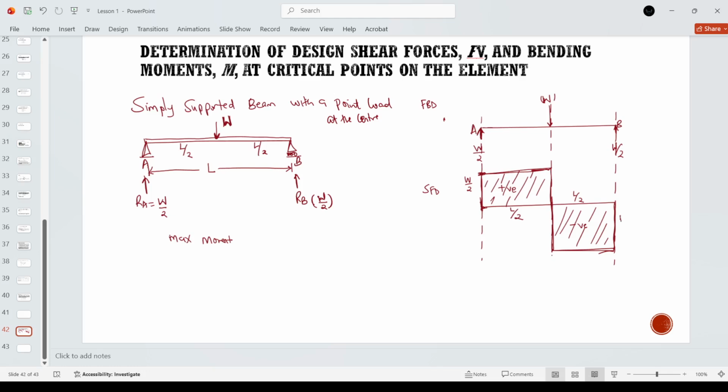So this is W over 2. What about the BMD? Now drawing the BMD. Okay, you can see my page is small, so I'm just going to use this section that I have.